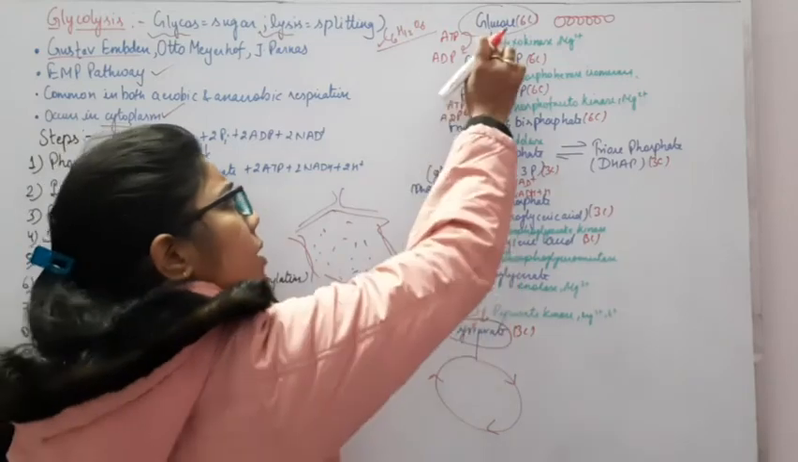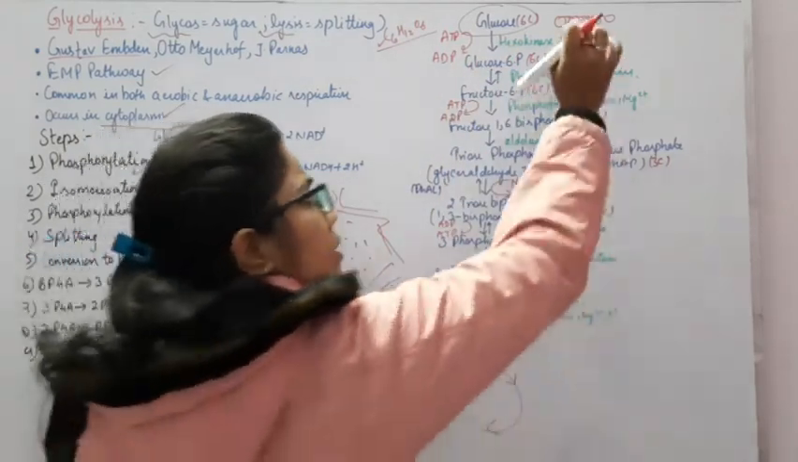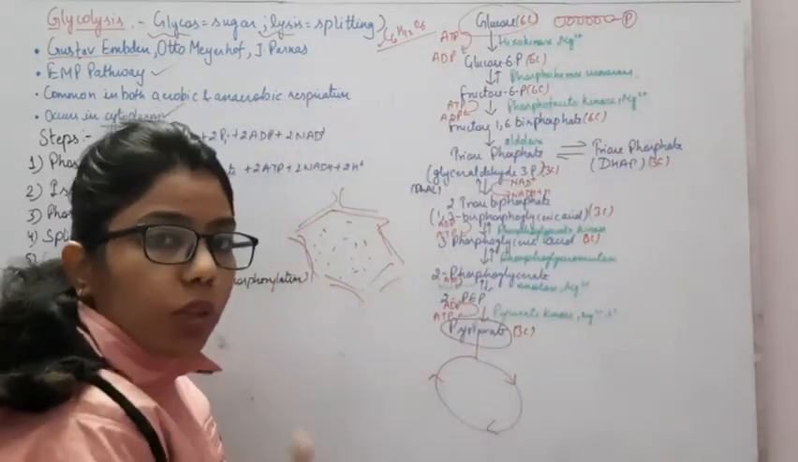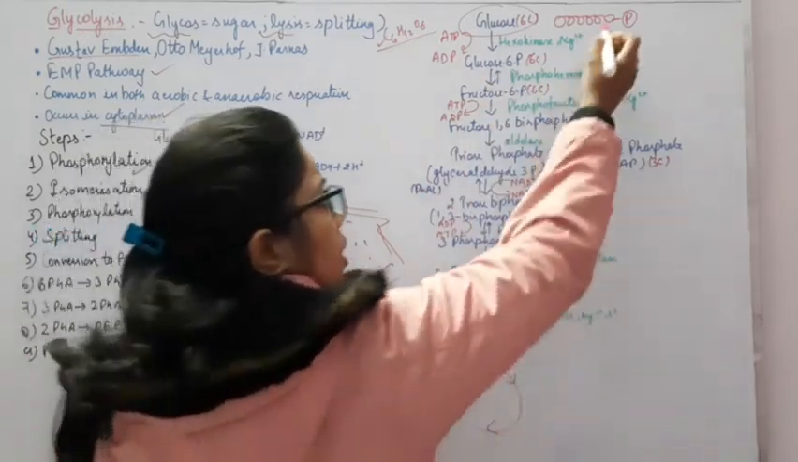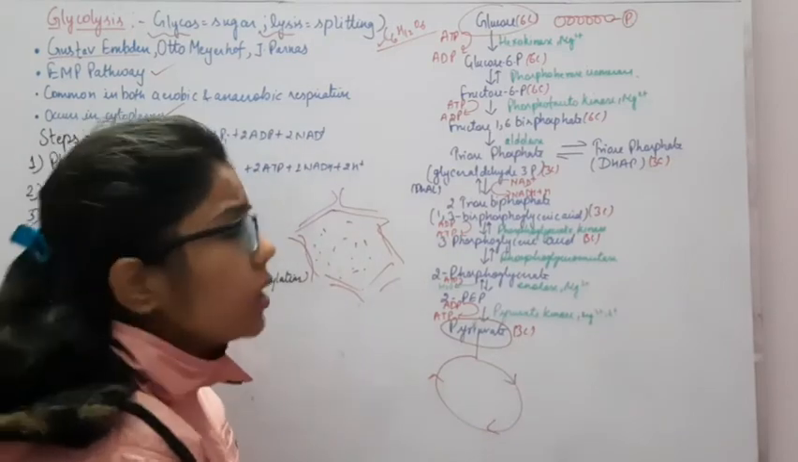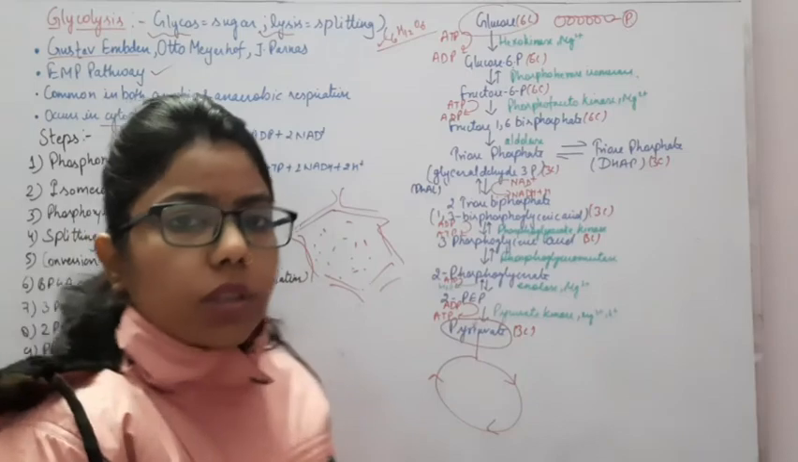Now in the first step, what we are doing? We are adding one phosphate group to this glucose. When I add this phosphate group, what will you call it? Glucose 6-phosphate. Why? Because on the 6th position I have added this phosphate group, and the process by which I add this phosphate group is known as phosphorylation.